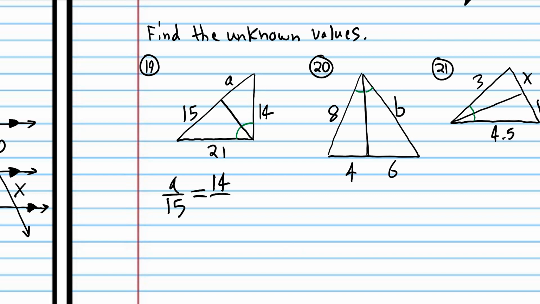So 14 over 21. How did I know the order? Well, again, it's just these sides, divide these sides, and if this side is on top, the side that is touching it goes on top also. And if this side's on the bottom, then the side touching it goes on the bottom. That's how I remember. So let's go ahead and do this.